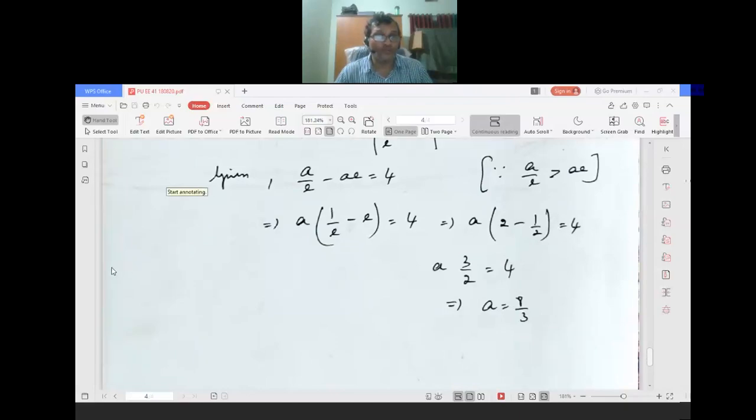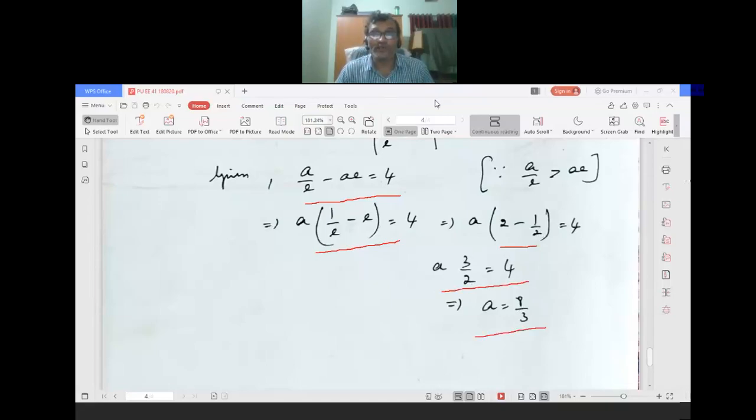Now the question comes of simplifying it. Why did I take a by e minus ae? Because of the absolute value. I could have taken ae minus a by e, but a by e is bigger, since it is the distance between the center and the directrix, while ae is smaller, being the distance between the center and the focus. So I took a by e minus ae equals 4. a is common. Now e is given to be half, so 1 by e will be 2. Substitute that and calculate it. Then it is simple. That is a equals 8 by 3.